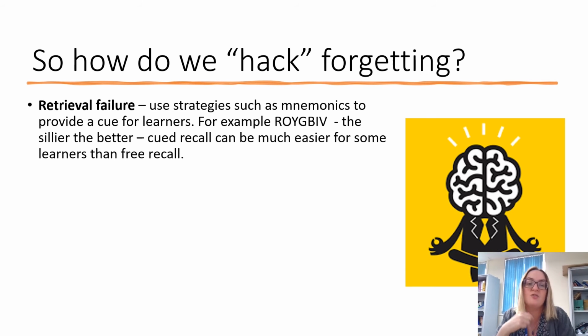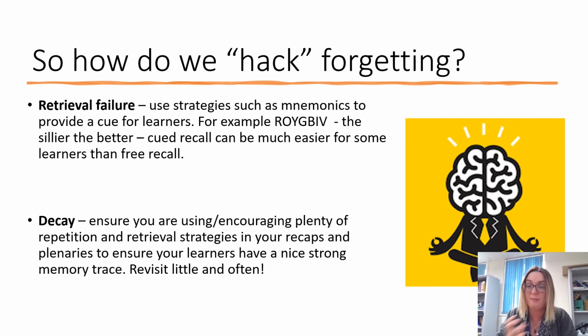But this is where we use strategies such as mnemonics to provide a cue for learners. Mnemonics are a really good memory device, and it's a way of providing almost like a shortcut. So for example, Roy G. Biv, to remember the colours of the rainbow. The sillier the better, because it sticks in your mind and you remember the actual mnemonic. But what this does is provide a cue. If you can remember those initials, that then provides a cue for you. And it's so much easier to remember something based on a cue than to remember it raw, like to be able to pull the information out of your head from nothing. So providing your students with these short, snappy cues can be a real help in reducing retrieval failure.